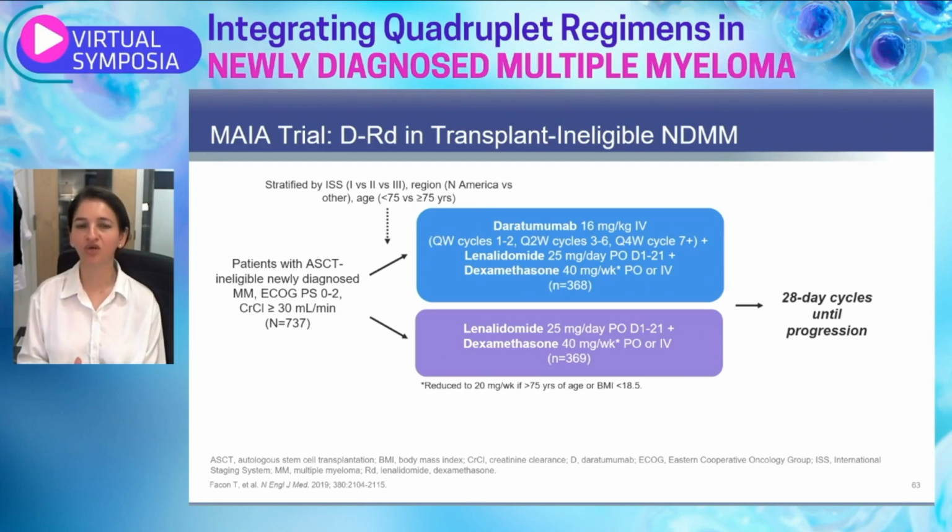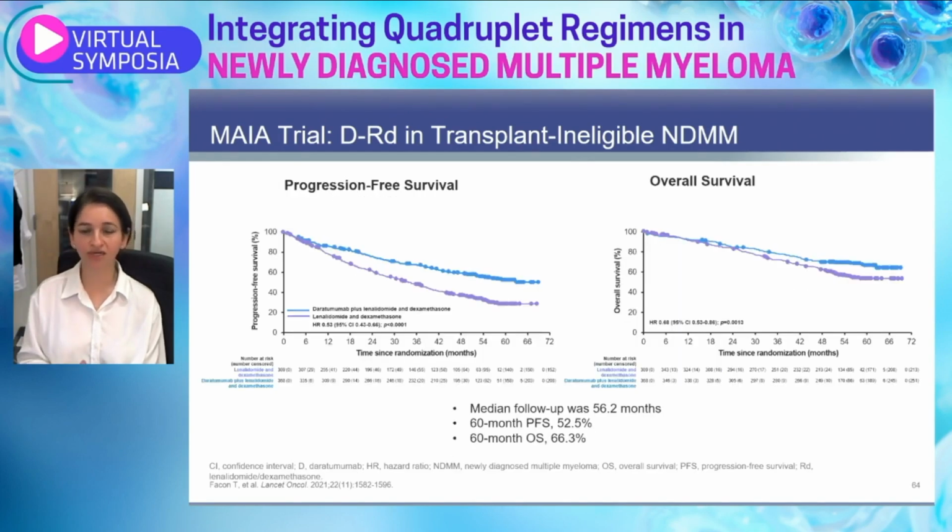MAIA trial has really been the gold standard of treatment for the transplant ineligible patient population. This was a large randomized trial of more than 700 patients, and they were randomized to the triplet of lenalidomide dexamethasone with daratumumab versus the doublet of len-dex. And I really like this trial because it does reflect sort of a real-world patient population. And if you look at this, the creatinine clearance of this patient population was more than 30 out here. So really what you see in the real world out here.